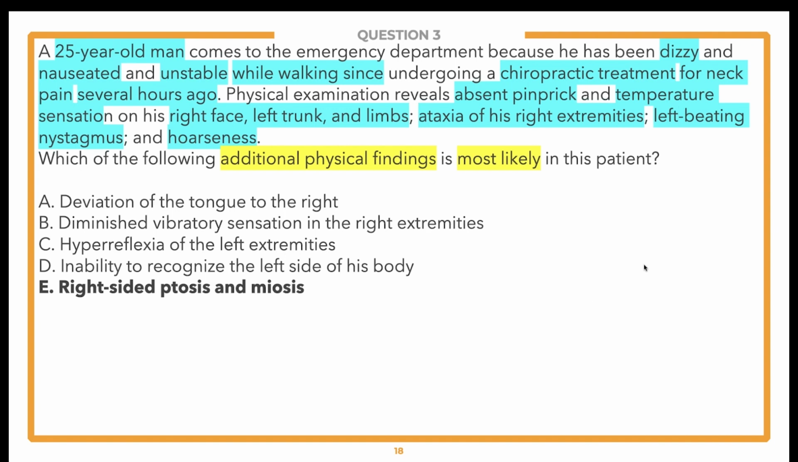All right, so that's why the answer here is going to be right-sided ptosis and meiosis. Now, why are the other answer choices wrong? Well, let's look at them starting from the bottom, working our way up. So we've got inability to recognize the left side of the body.